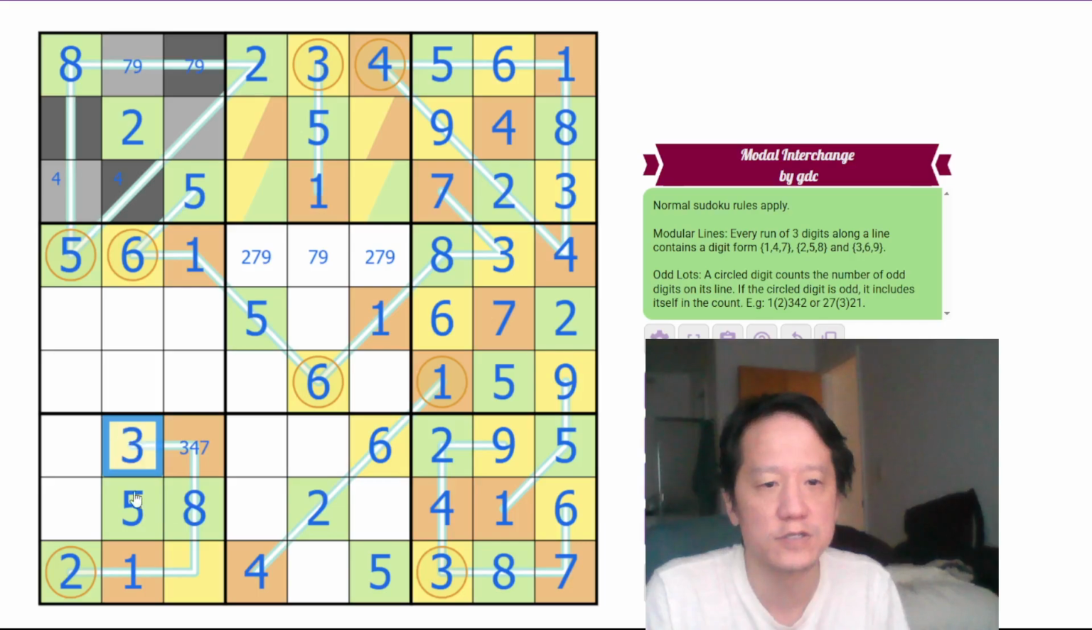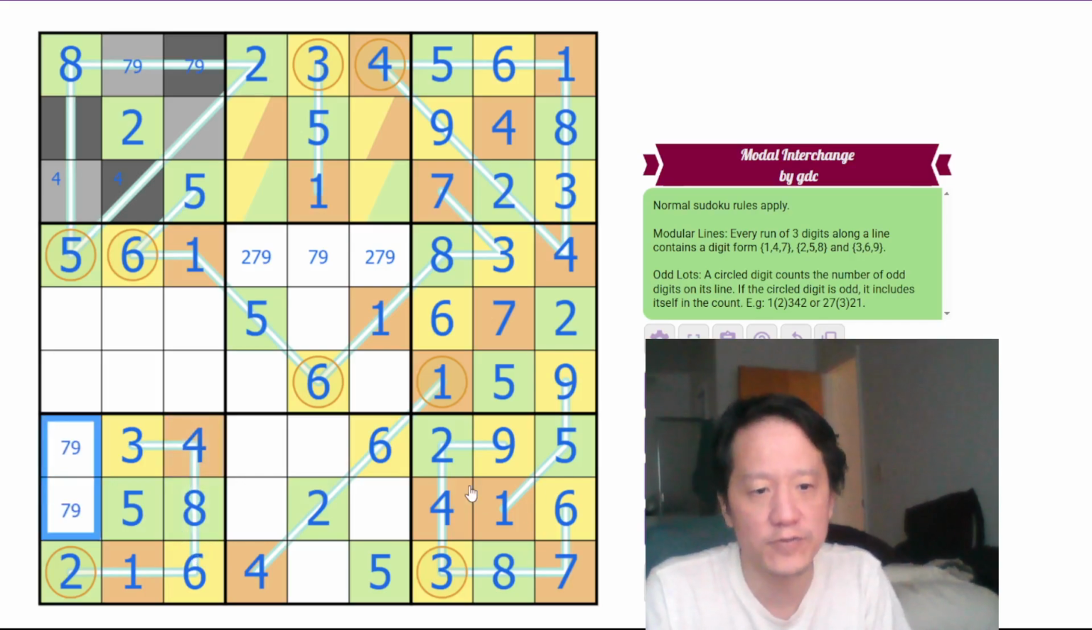Therefore, this is the 3. This is 4 or 7. We have 2 odd digits already, so this has to be the 4. This then has to be 6 to maintain the 2 odd digits, which is 1 and 3 here. That leaves this as a 7, 9 pair. This can't be 9 because of the 9 in the row, so this is 7, this is 9. 7 is orange, 9 is yellow.